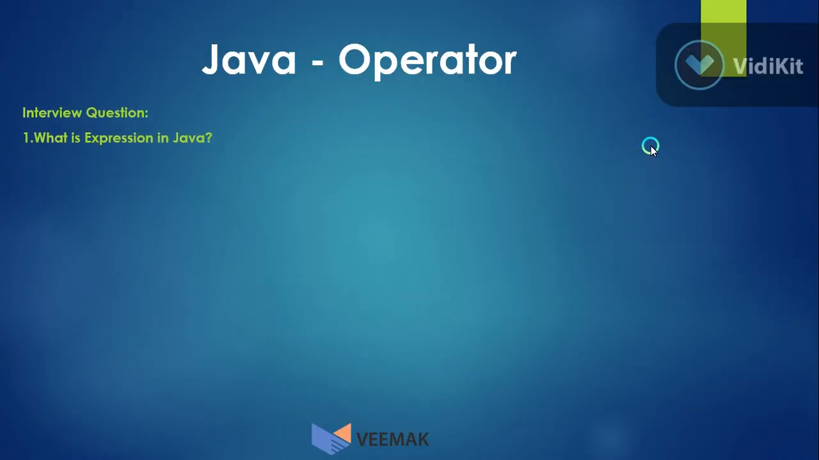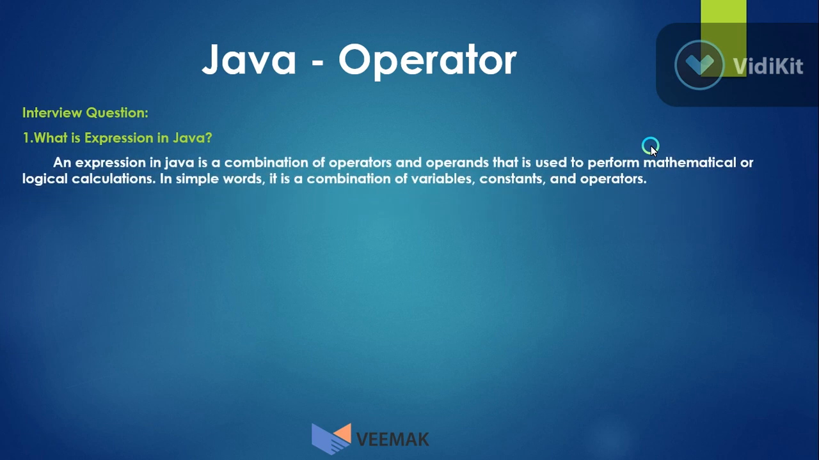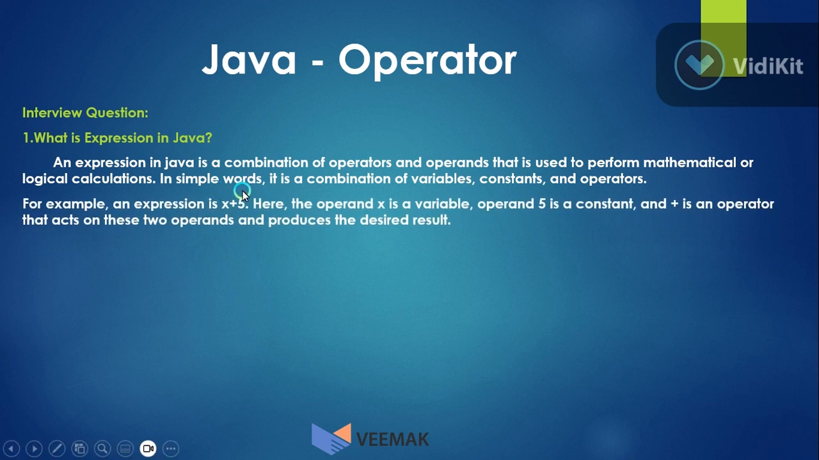And finally, interview questions. What is an expression in Java? An expression in Java is the combination of operators and operands that is used to perform mathematical or logical calculations. In simple words, it is a combination of variables, constants, and operators. For example, an expression is x plus 5. Here, x is a variable, 5 is a constant, plus is the operator. It adds the two operands and produces the desired result.